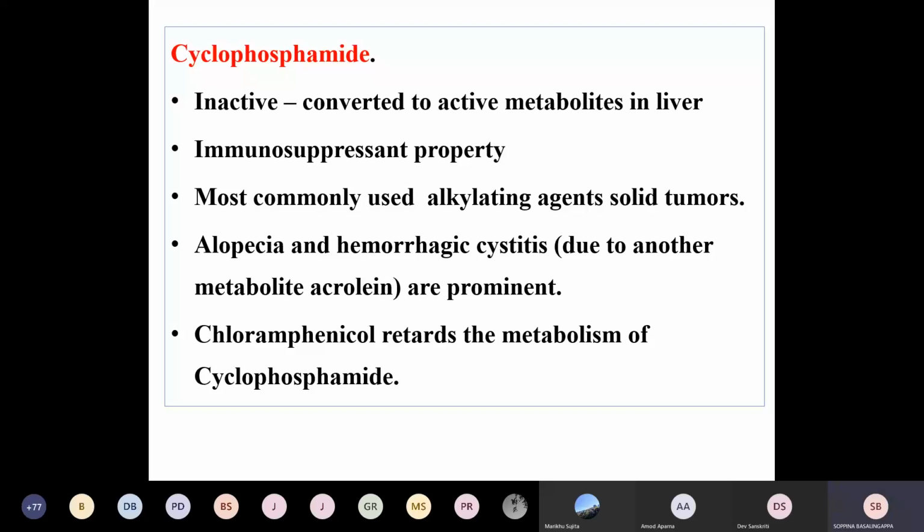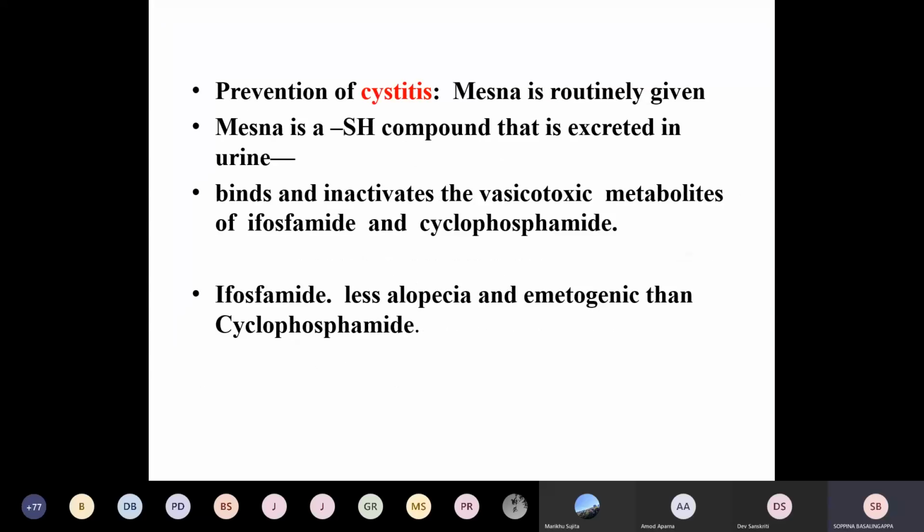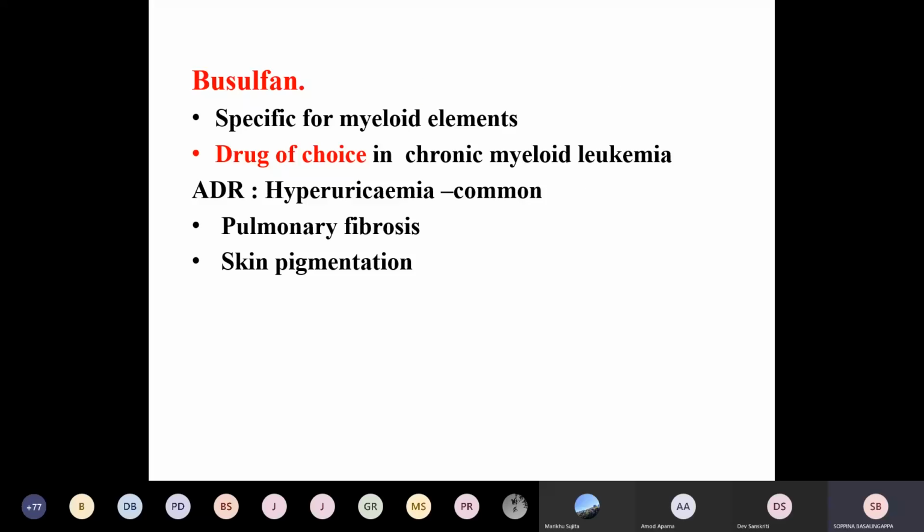Then, chloramphenicol retards the metabolism of cyclophosphamide. This is a drug interaction; chloramphenicol is an antibiotic. It will retard the metabolism of cyclophosphamide, so it can reduce the toxicity. How to prevent cystitis? Mesna is routinely given systemically. It will bind and inactivate the vesicotoxic metabolite of isophosphamide and cyclophosphamide. In addition, you are giving hydration and bladder lavage, that is washing.